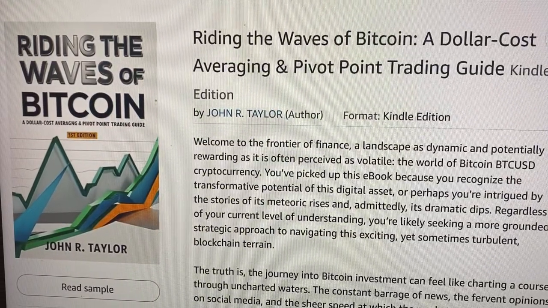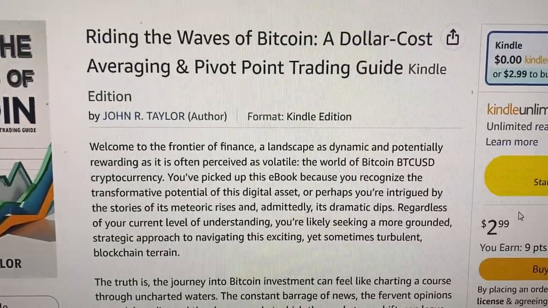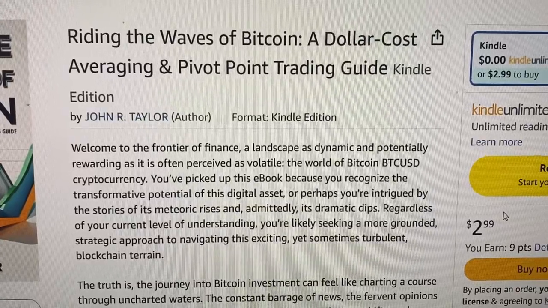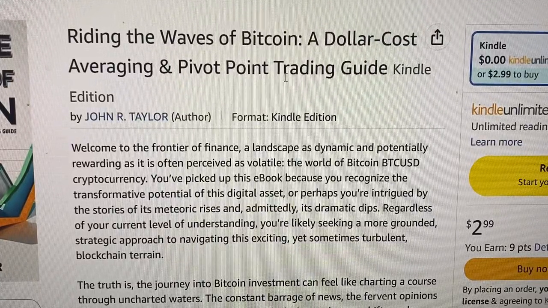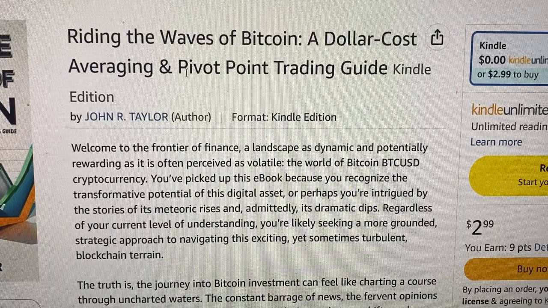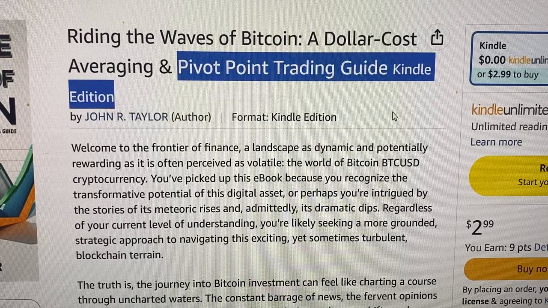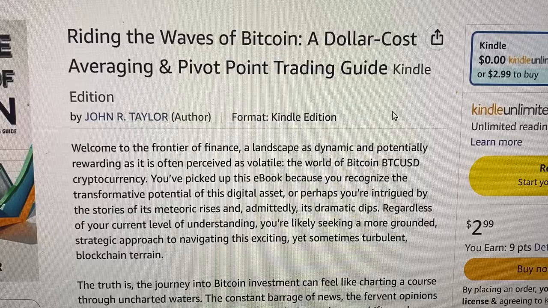You can use this on stocks and stock market index funds, the S&P 500, the NASDAQ, the triple Qs, the Dow Jones Industrial Average. They all behave the same way with this wave pattern. And I teach you how to ride the waves of Bitcoin, how to dollar cost average, plus the pivot points. There's no emotions in it too. It's just set it, forget it. You sit tight and wait for the market to come to you.